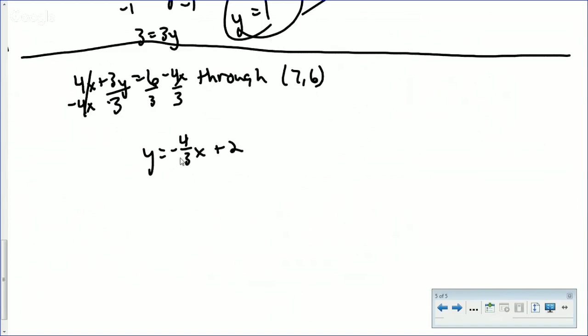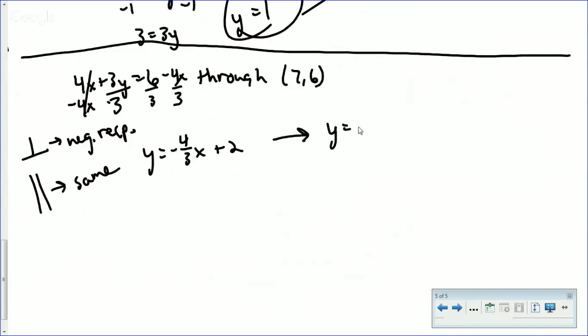Now, since I want perpendicular, my slope is a negative reciprocal. If I wanted parallel, I'd have the same slope. So my new line will be y equals 3/4. So you change the sign and you flip it over. x plus b. I don't know what b is. b could be 2, but I don't know.